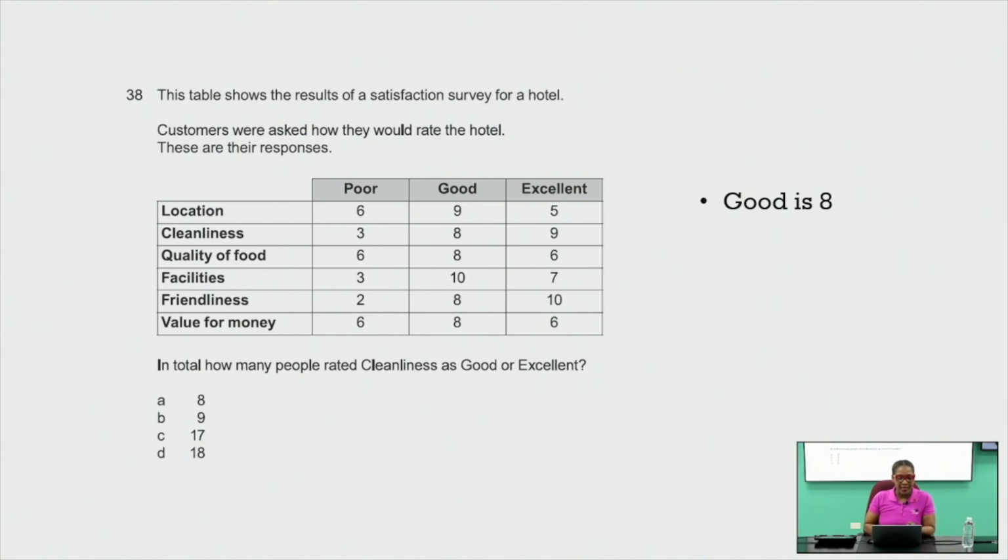We look in the column that has good, we line it up with cleanliness, you see 8. Excellent, we look in the column of excellent, we line it up with cleanliness, that's 9. Then we combine them. Combined in this case, we're adding 8 plus 9 is 17. And that's your option, option C.